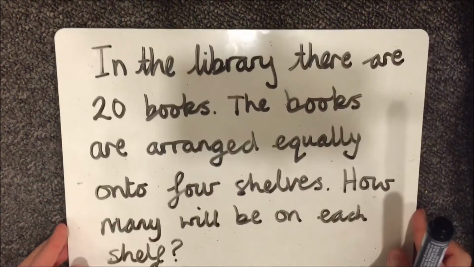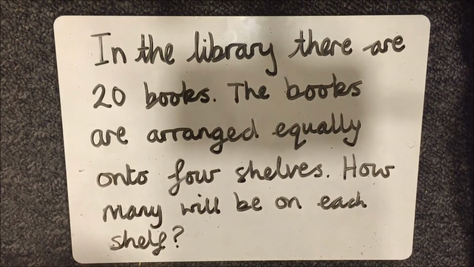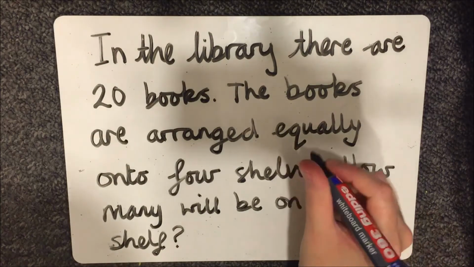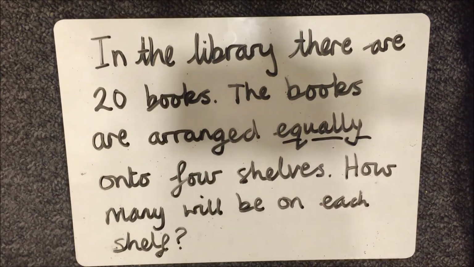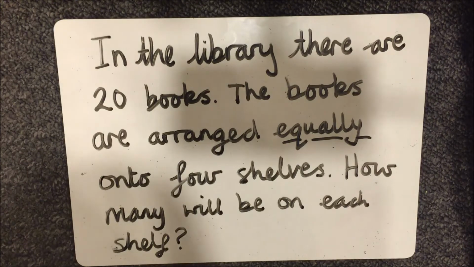Right, it's time for you to have a go at my next example. Let's read it together. In the library there are 20 books. The books are arranged equally, remember, same amount, onto 4 shelves. How many will be on each shelf? So imagine all the 20 books are all over the floor and they have to be tidied onto 4 shelves.